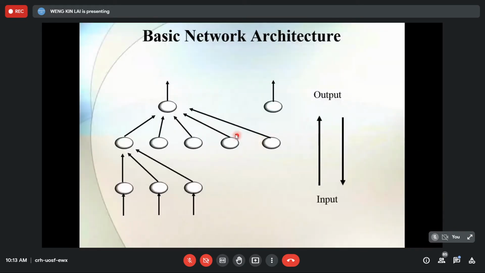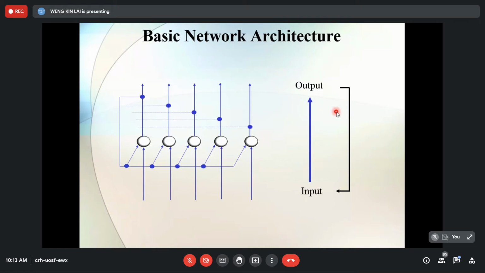So this is one type here. Basically it's a feed-forward network. These are the neurons, and I can see the information going from the bottom to the top. These are the output neurons here, and of course there's one middle layer here. So this is one example where your input goes to the output.